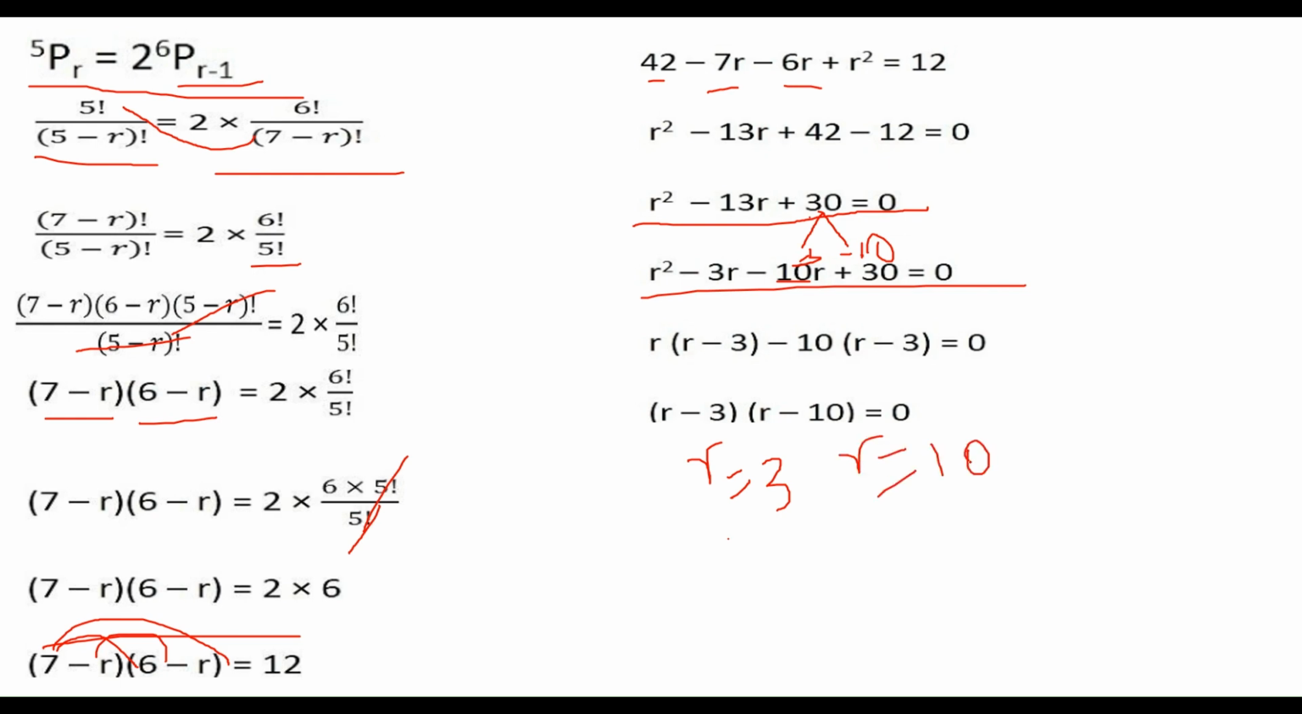So in the given, this is the given: 5Pr equals 6P(r-1), where r is lesser than n. So we can't write 10. So r should be lesser than 10. So r will be what? r will be equal to 3. Okay, I hope you are clear with this.